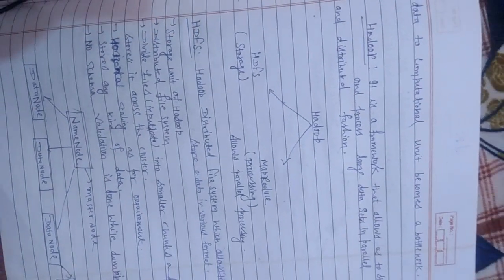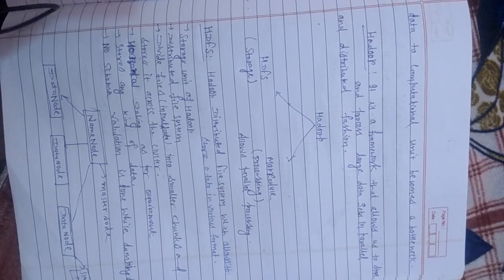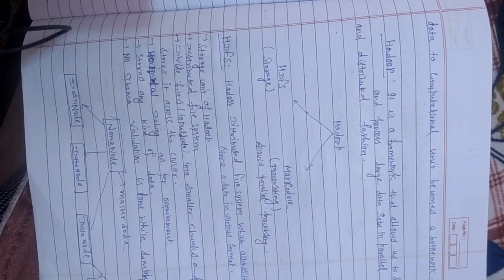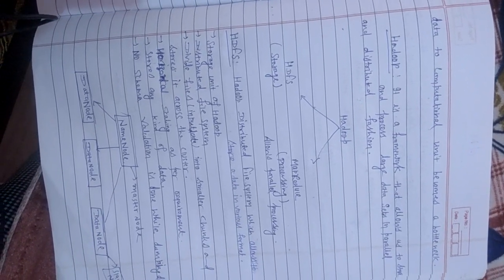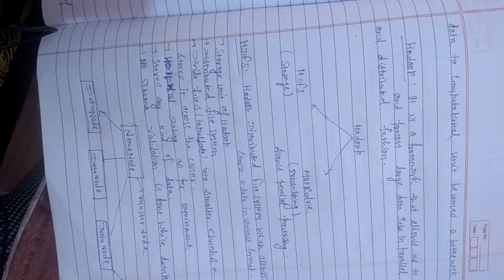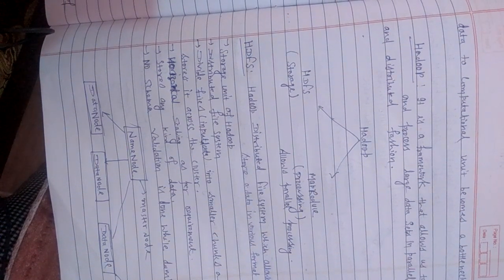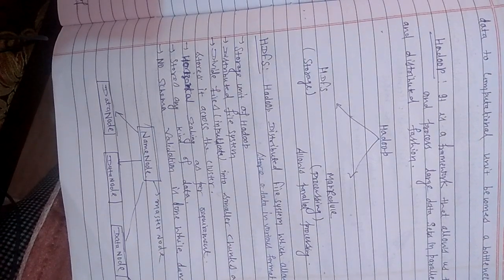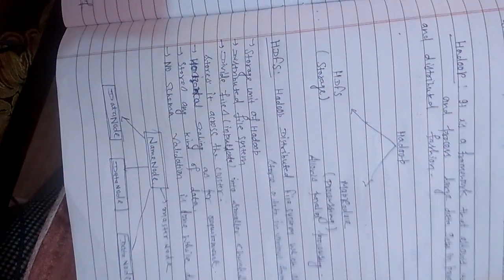So now come to the definition of Hadoop. Hadoop is a framework that allows us to save and process large data sets in a parallel and distributed fashion. Here we can say that Hadoop is divided into two parts. One is for storage and another one is for processing, which is called MapReduce, and the part of Hadoop which is just used for storage is called HDFS.